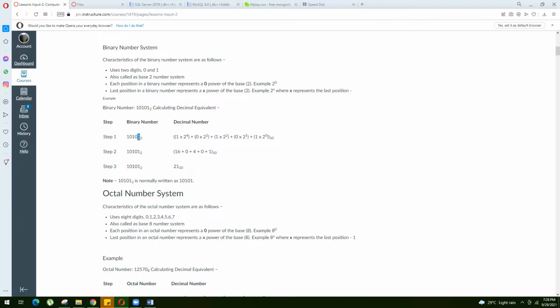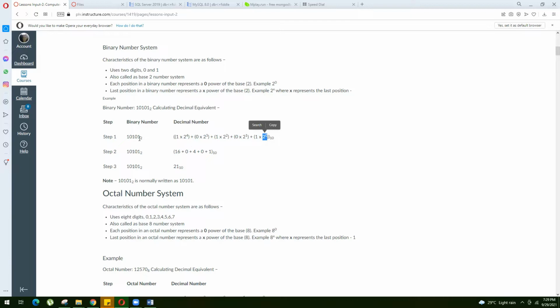In the ones place, we have a power of 0. Then in the twos place, we have a power of 1, and so on and so forth. To get the maximum power that you need to use, you just need to count the digits. In this instance, we have 5 digits minus 1, so that means 4. So the leftmost digit will be multiplied by 2 raised to 4, while the rightmost digit will be multiplied by 2 raised to 0.